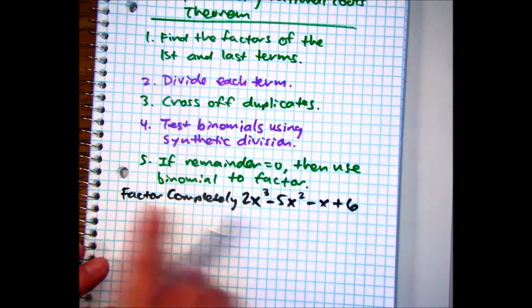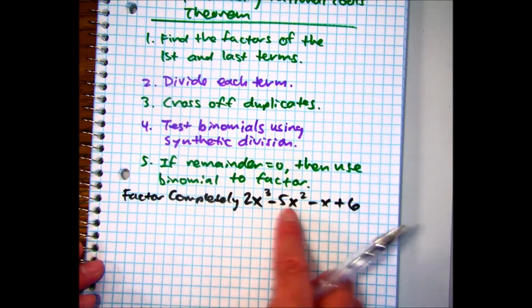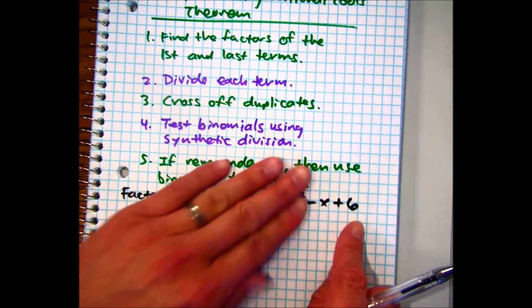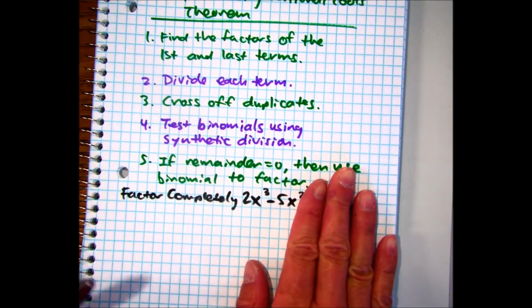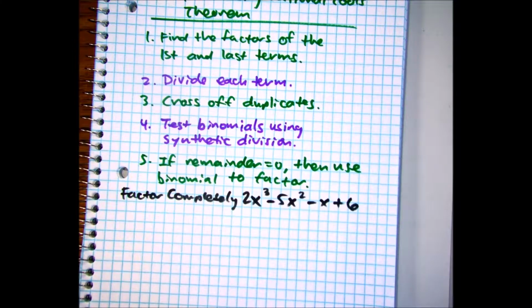Alright, so if I need to factor this polynomial, notice how it is a polynomial. It has 4 terms. I recognize that I cannot factor by grouping. There's no GCF there. So we're going to use the rational roots theorem.